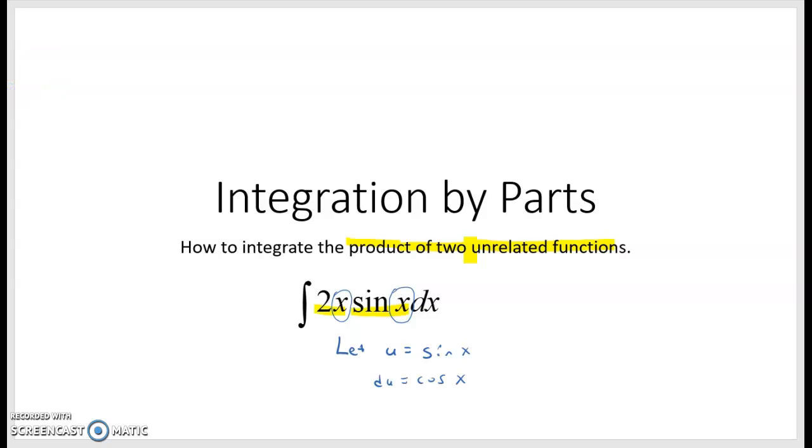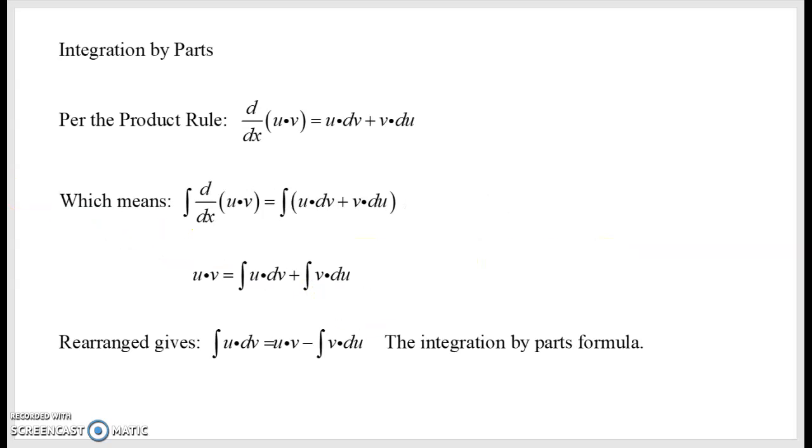So in this case right here, what we see is we've got two things multiplied together, the 2x and the sine x, and we're trying to figure out how we can turn that around into an integration. Well, the thing to remember is, where do products of weird things come from? And they will come from basically the product rule. So what I've got here is the product rule as we know it.